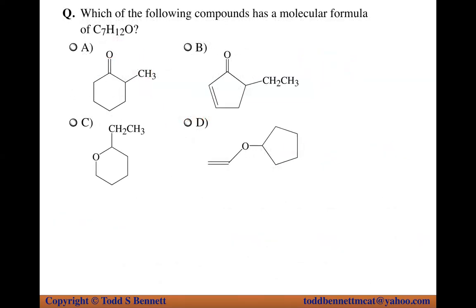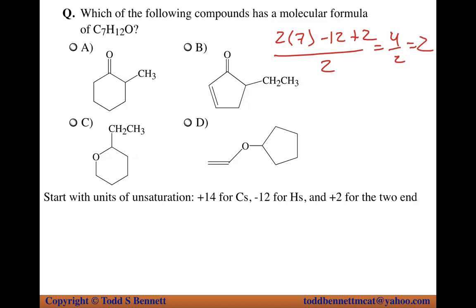Okay, we can use it this way. Which of these has the formula C7H12O? Quick and easy way to do it. 2 times 7 minus 12 plus 2 for the end of the chain, ignore the O. 14 minus 12 plus 2 is 4 over 2, 2 units of unsaturation. Okay, so choice A is possible. Could work.